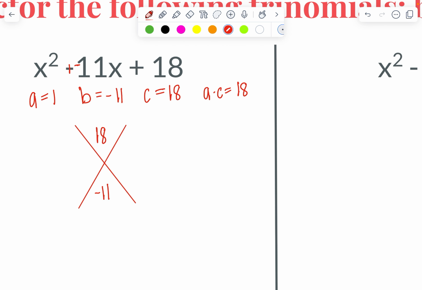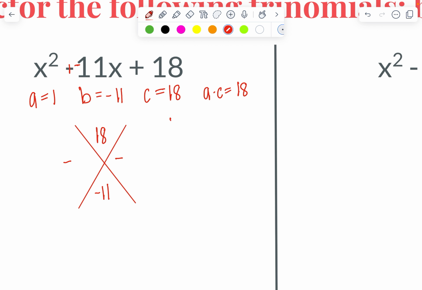According to our factor diamonds, if the top is positive and the bottom's negative, both of these side numbers are going to be negative. After I put in the two negatives there, I can ignore negatives, okay? I just need two numbers that are going to multiply to give me 18 and add to give me 11. I know that the two numbers I choose are going to be negative, but when I'm finding my factors, I'm just going to be looking at positive numbers.